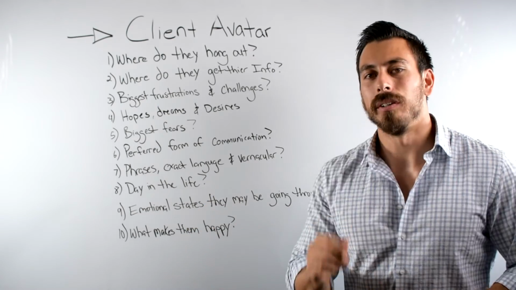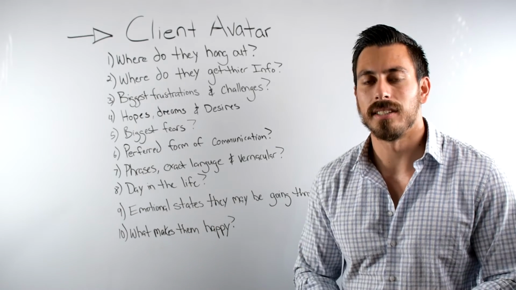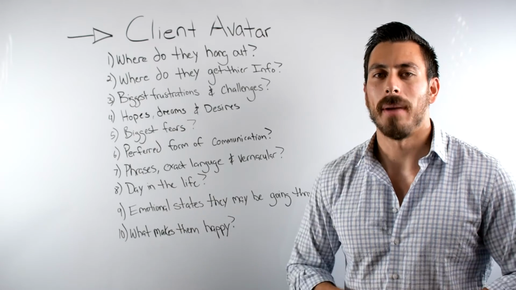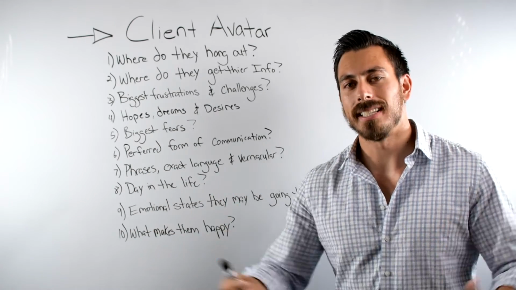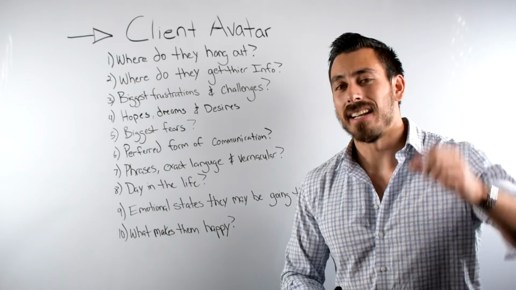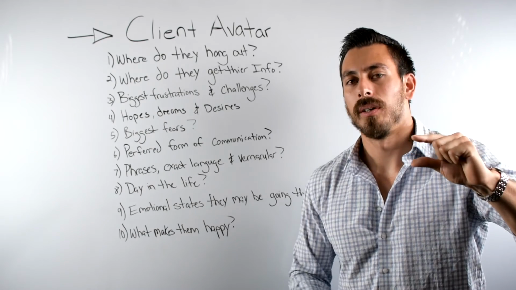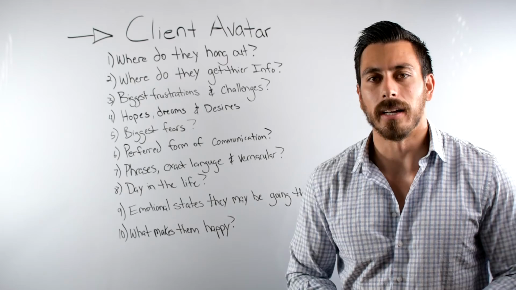And ultimately, and probably the most important, so it's last but certainly not least, what makes them happy? What's the end goal for them? How are we going to help them get there? So you remember with our silver bullet presentation, we talk about identifying the heartache, the help, and the happily ever after. What does the happily ever after look like for your ideal client?